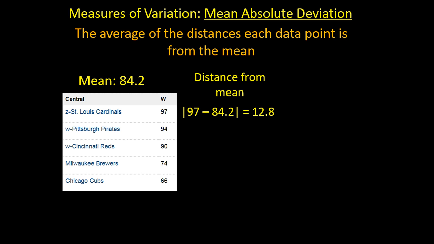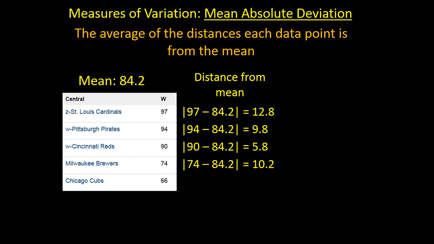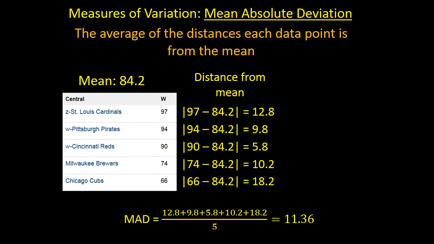So the St. Louis Cardinals, their distance from the mean was 12.8. Pittsburgh Pirates, 9.8. The Reds, 5.8. The Brewers, 10.2. And the Chicago Cubs, a distance of 18.2 from the mean. Now what we need for mean absolute deviation is the mean of those distances. So there's 5 distances. We'll add them all together and divide by 5. So the mean absolute deviation for this set of data is 11.36.